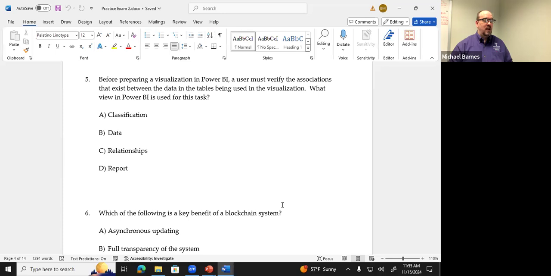So which one of these is going to be looking at the associations? That would be the relationships view here, which if I ask you this question on the exam would be called the model view. Okay, relationships model view would be the answer there. So again, make sure you have that understanding of the new terminology, because like I said, if I ask a question on this, it will use the new terminology.